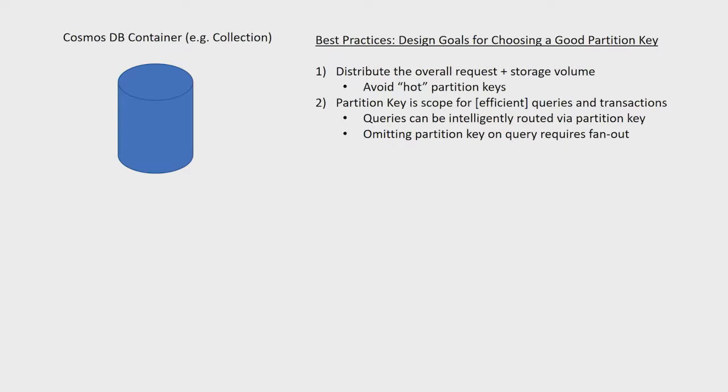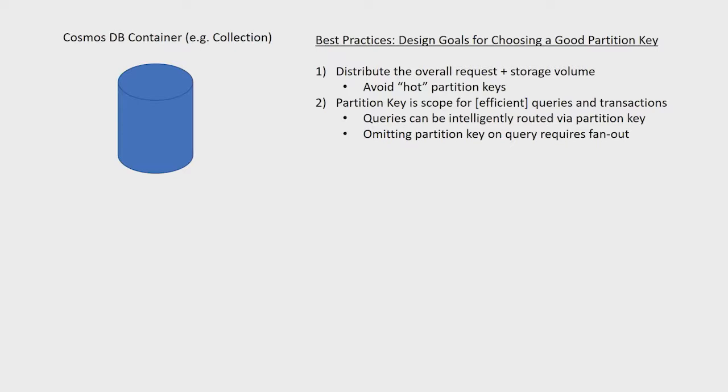Instead, what you want to do is load balance and distribute both the storage and the request volume across as many partition keys as possible, so that you're distributing this workload on the underlying physical nodes. On top of this, you also want to choose a partition key such that it makes your queries very efficient and you can run multi-record transactions using the out-of-box stored procedures and triggers.